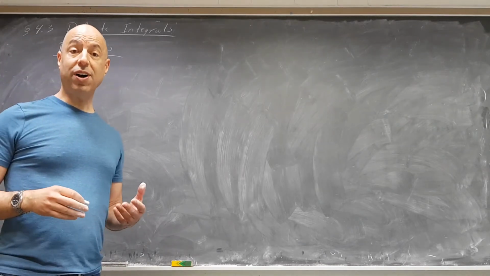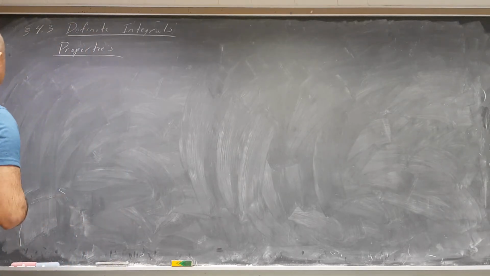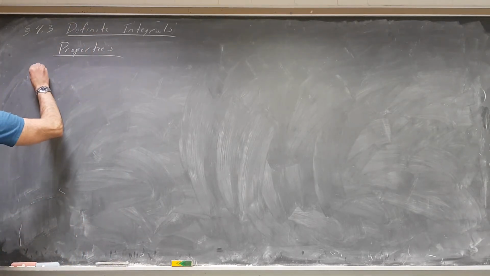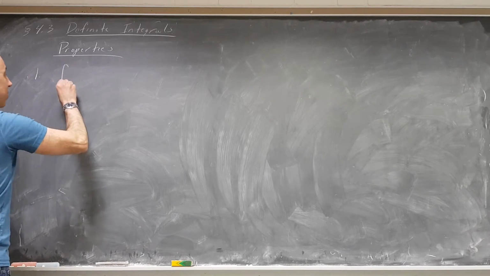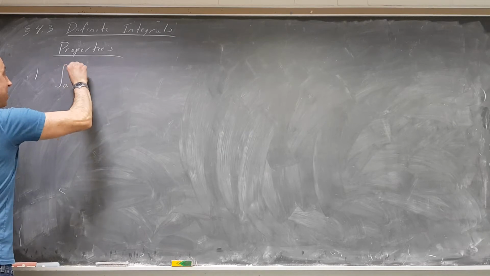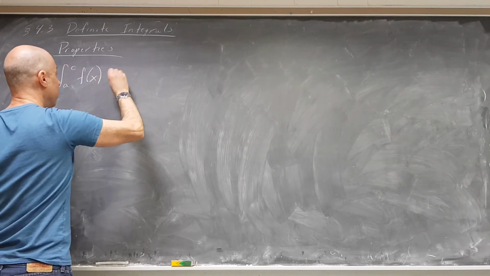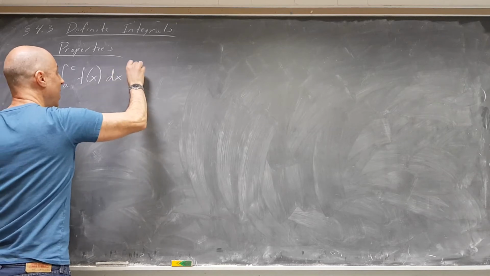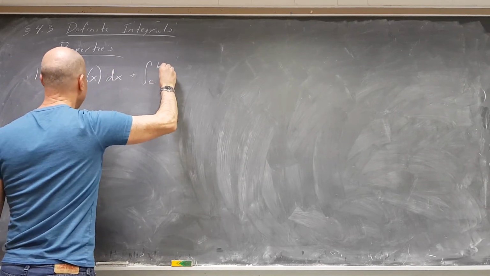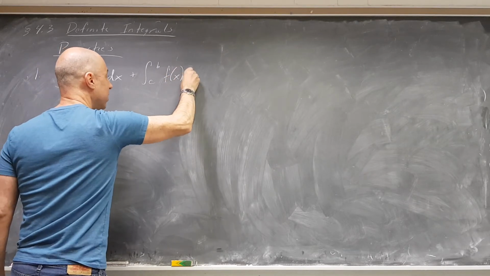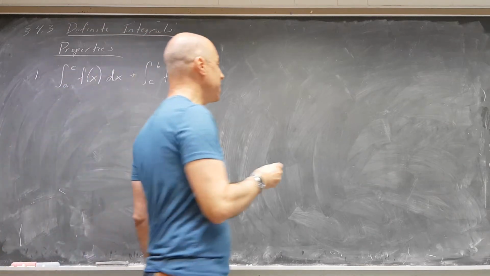So in this video, I want to talk about some properties of the definite integral. Here's one of them. Let's say I take the integral from a to c of f of x dx, and add it to the integral from c to b of f of x dx. That equals something. I think you can probably tell me what that something is.